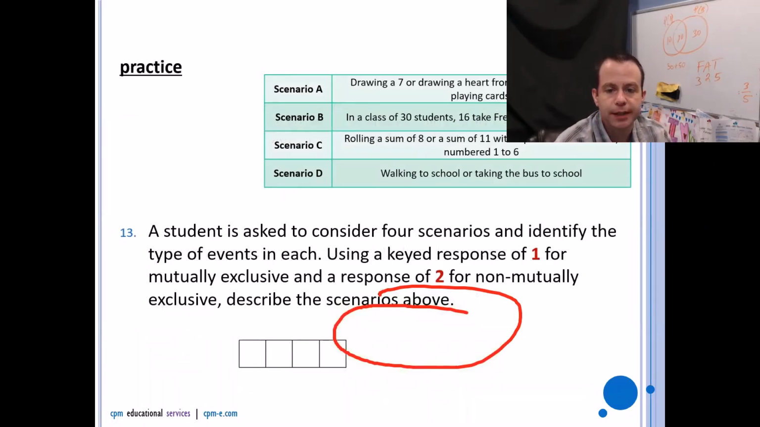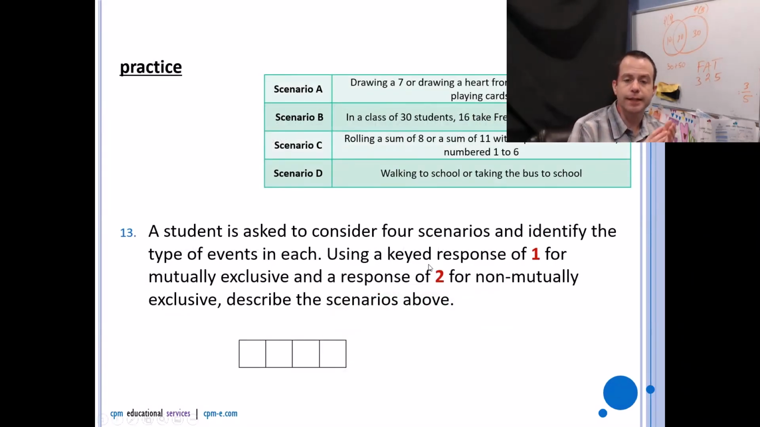All right, let me just take that ink off for you. A student is asked to consider 4 scenarios and identify the type of events in each, using a keyed response of 1 for mutually exclusive and 2 for non-mutually exclusive. Describe the scenarios above. So similar question to what I just asked.